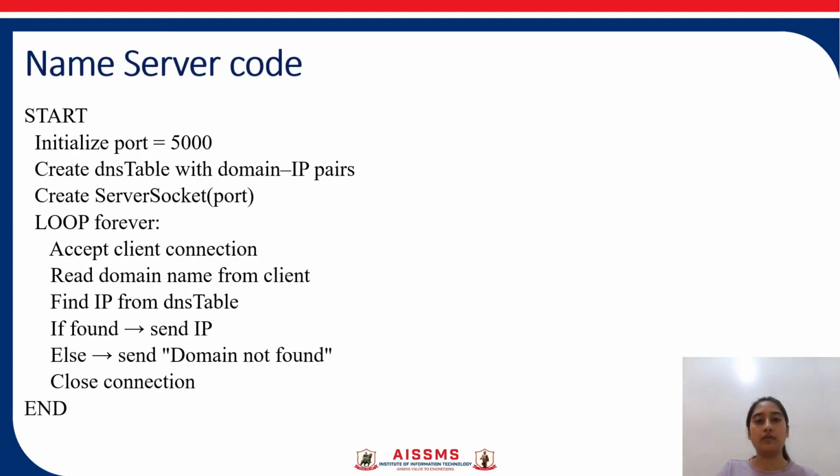Now to the coding of our lab, which shows the step-by-step logic of both the server and the client sides. We have implemented this project using Java socket programming, which allows two programs to communicate over the network. Now let's go towards the name server programming. This program starts by initializing the port number 5000, which will be used to listen for client connections. Next, we have created a hash map called DNS table, which stores all the IP addresses. Then a server socket object is created on port 5000 to start listening for client requests.